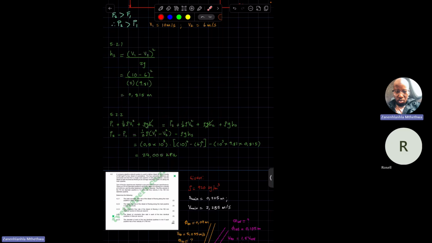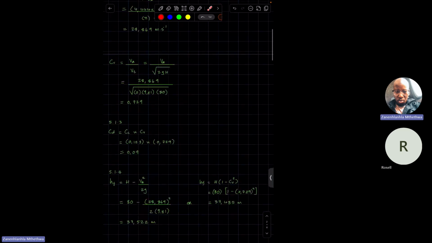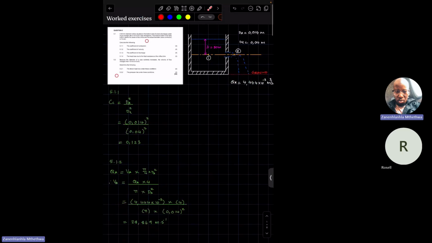Which again, depending on your approach, will be more or less the same as this. It doesn't have to be exactly the same. Any questions there? No question, sir. Right. So that is how you will approach such problems.